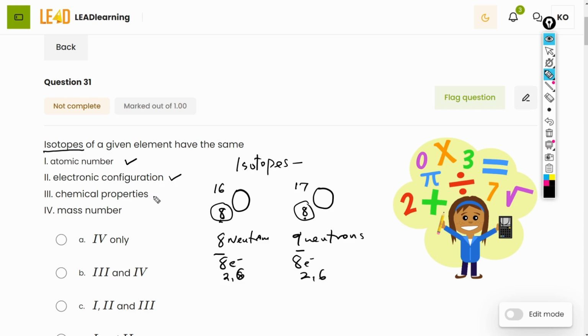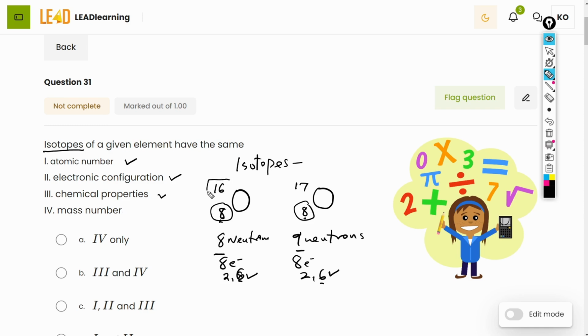Chemical properties, this is also true, they have the same chemical properties. Now the chemical property of an atom is determined by the number of valence electrons. From the electronic configuration we can see that oxygen 16 has 6 valence electrons and oxygen 17 also has 6 valence electrons, so chemical properties will be the same. And 4 says mass number.